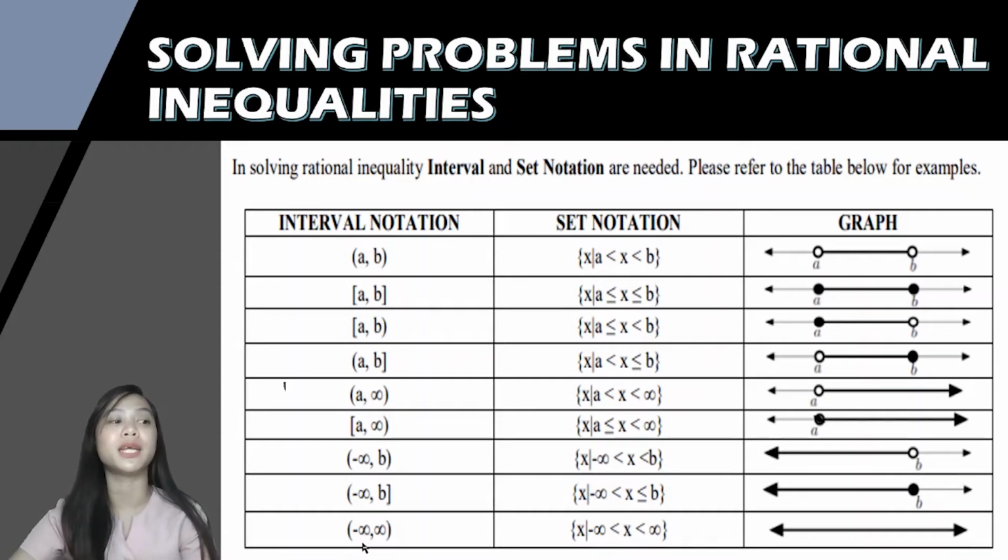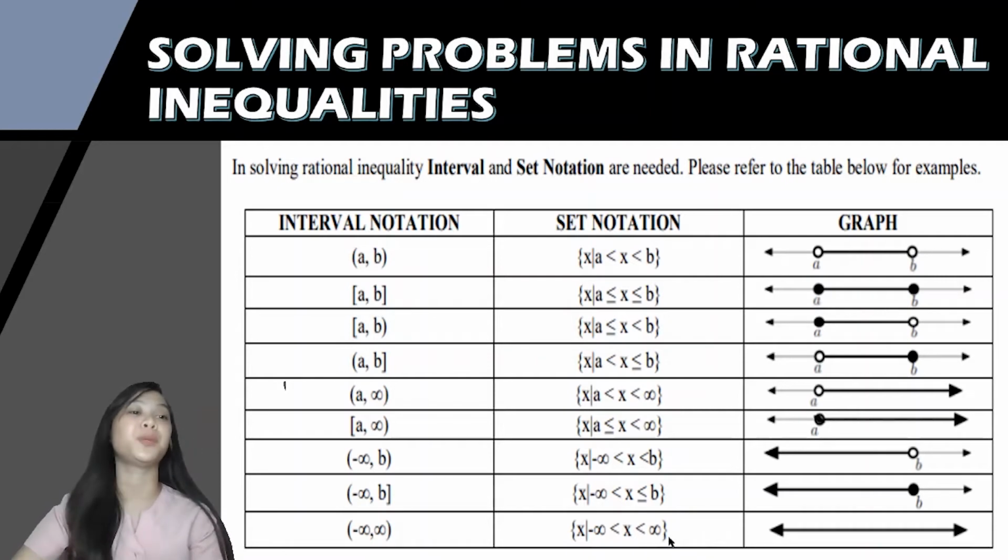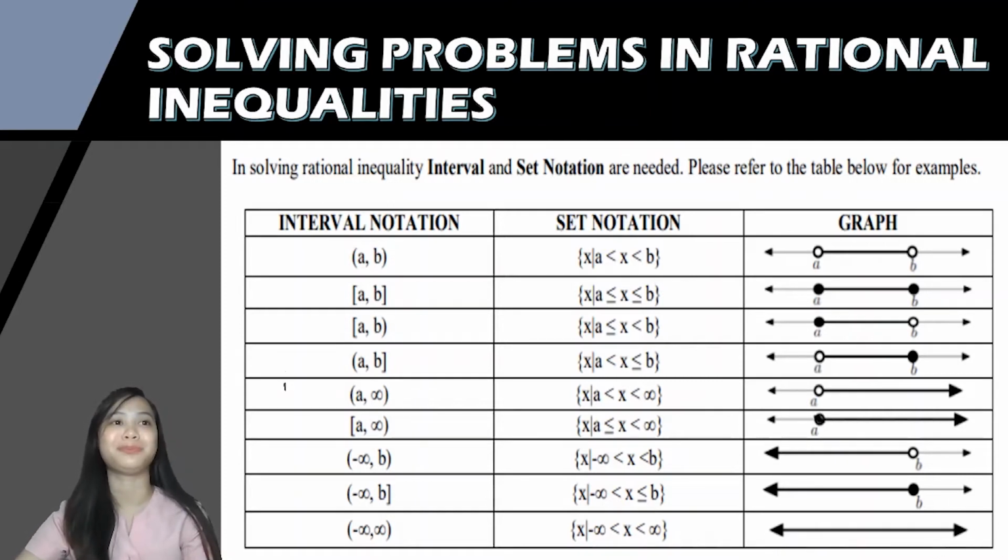And last, we have negative infinity to positive infinity as interval notation. That means in set notation, x such that x is greater than negative infinity and less than positive infinity. So this is the graph. It's continuous from negative infinity on this number line to positive infinity.